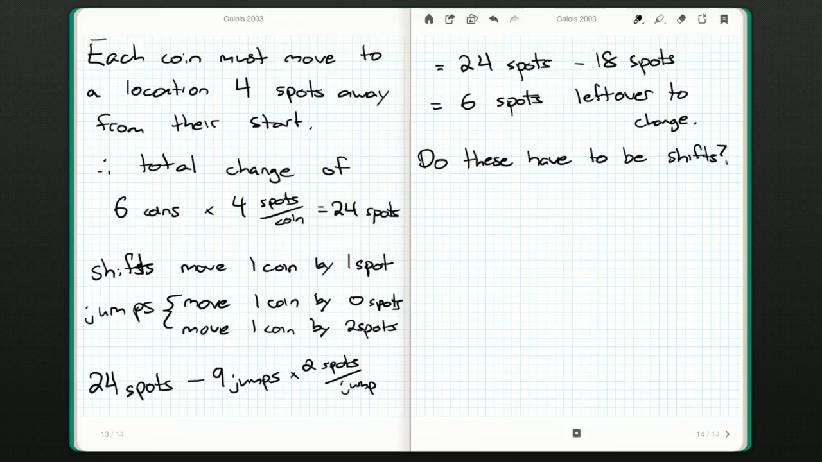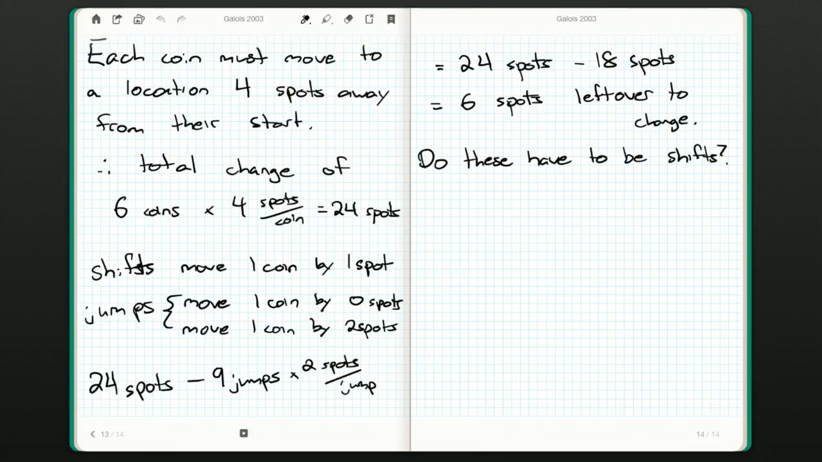Because each jump moves 1 coin by 2 spots, so in theory, the 6 spots that are left over could be handled by 3 jumps. So why isn't that true? Why won't that work?